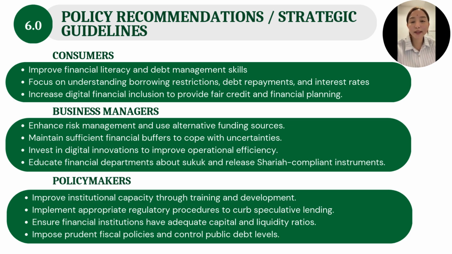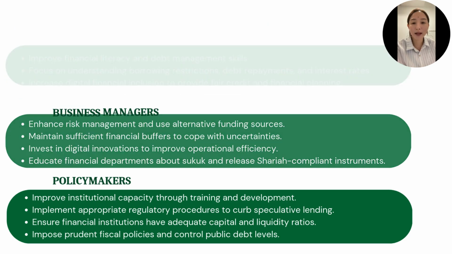For the policymakers, they need to improve institutional capacity through training and development and implement appropriate regulatory procedures to curb speculative lending. Not only that, they also need to ensure financial institutions have adequate capital and liquidity ratios, and also impose prudent fiscal policy and control public debt levels.